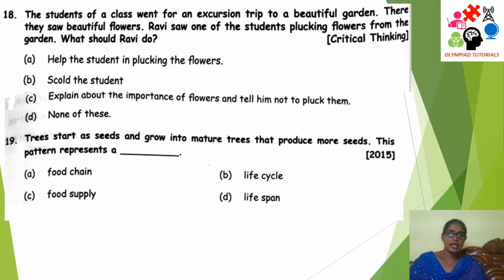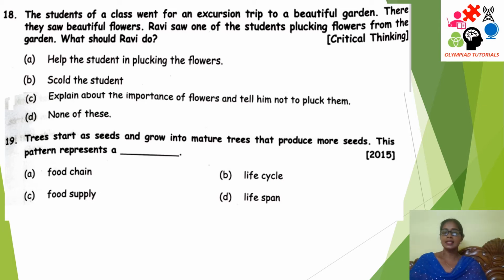The students of class went on an excursion trip to a beautiful garden. There they saw beautiful flowers. Ravi saw one of the students plucking flowers from the garden. What should Ravi do? So you have four options. This is a critical thinking question. Help the students in plucking the flowers, scold the students, explain about the importance of flowers and tell them not to pluck them, and none of the above.